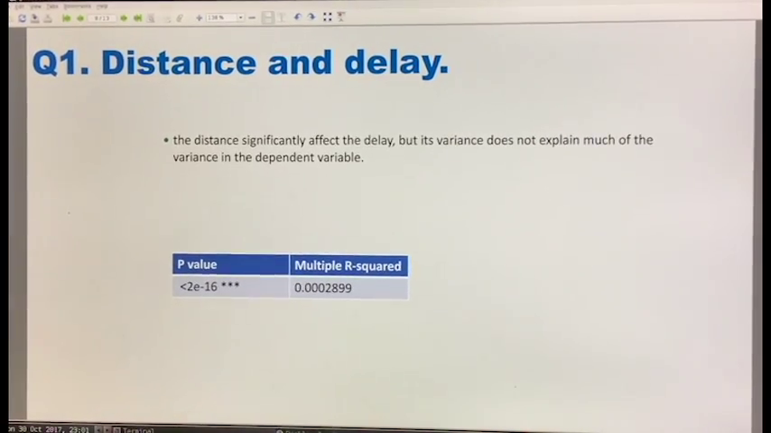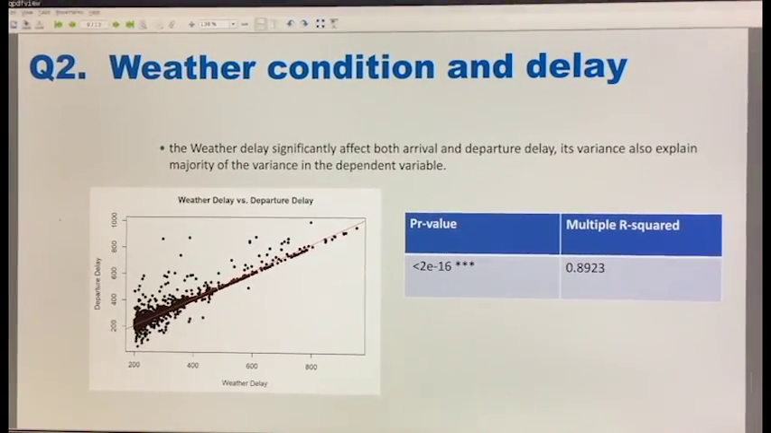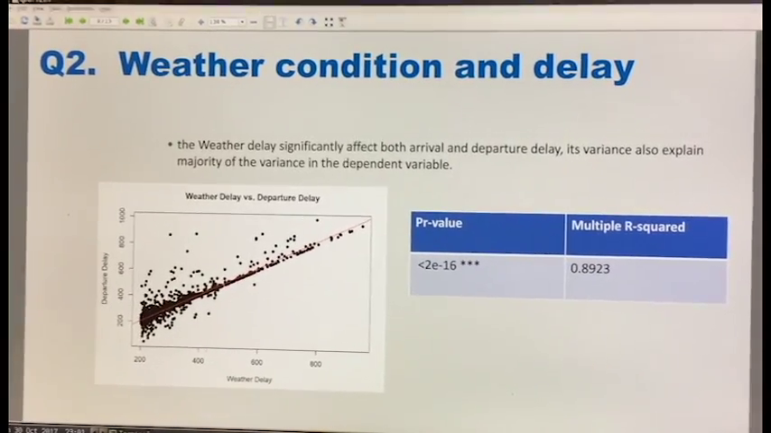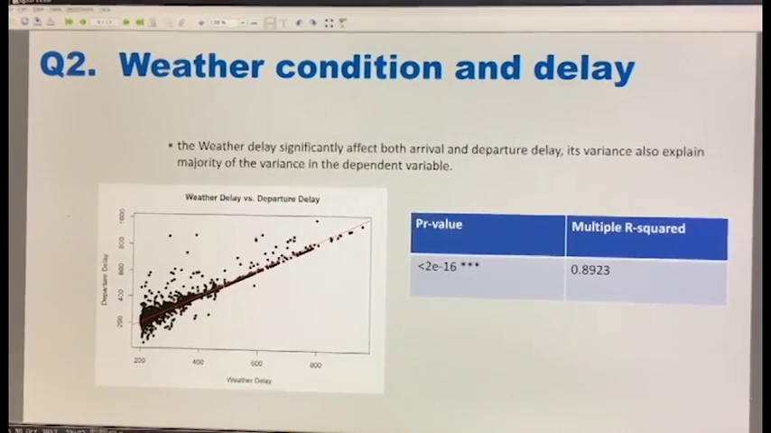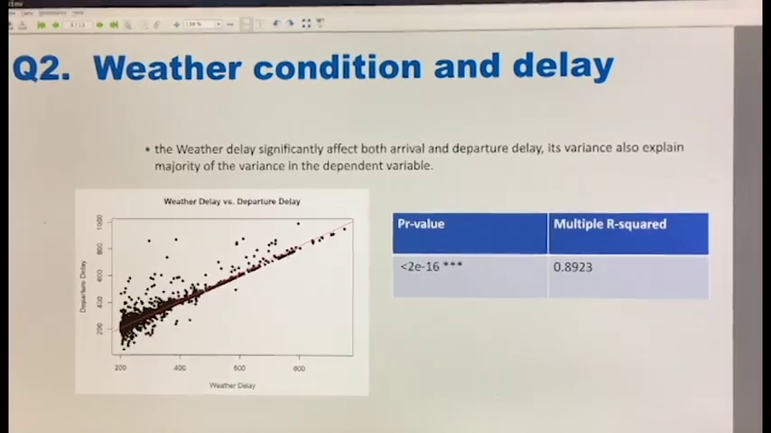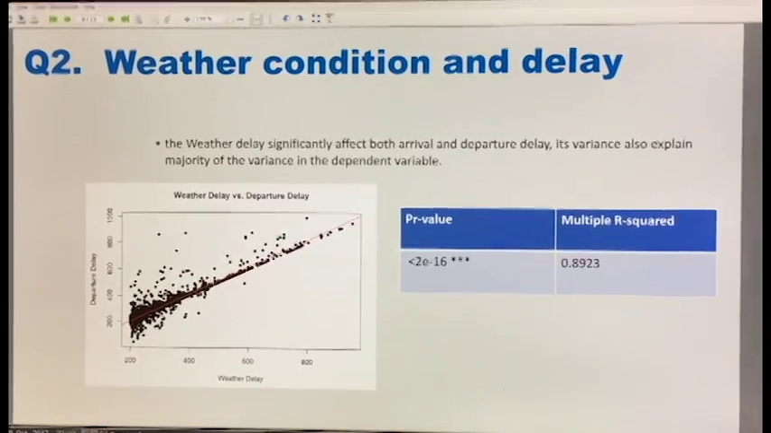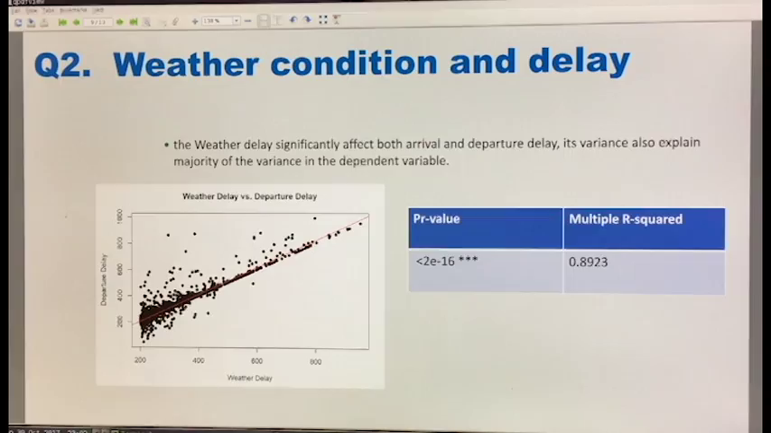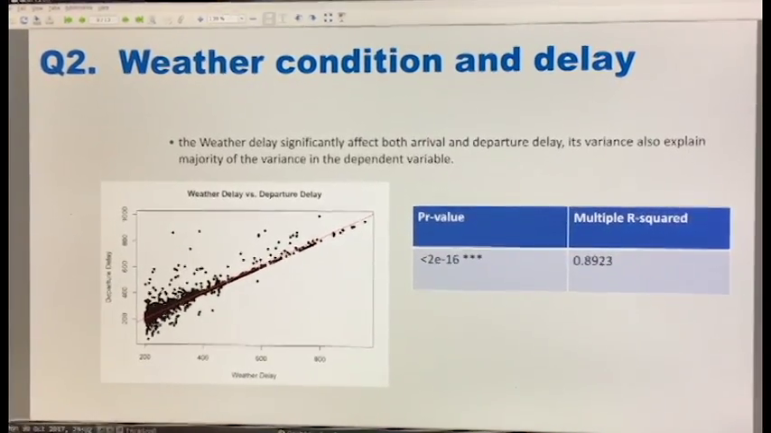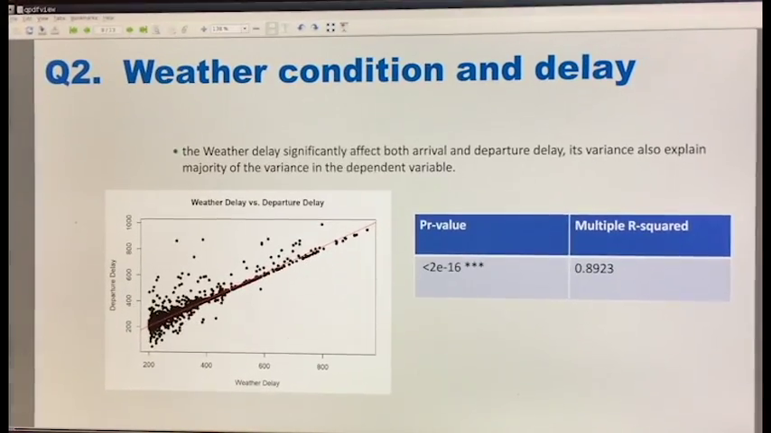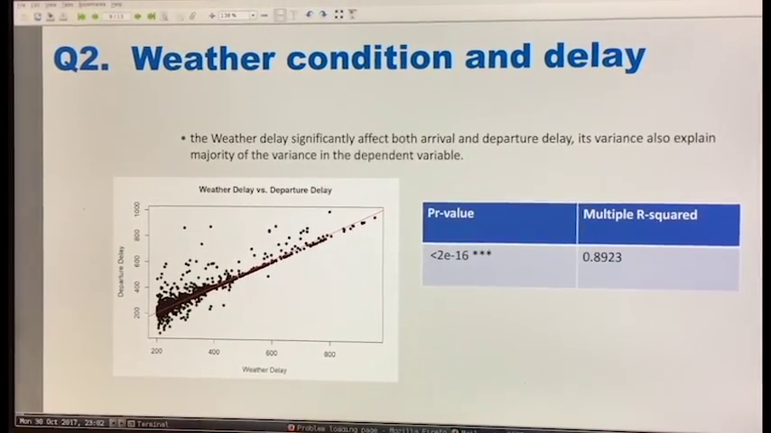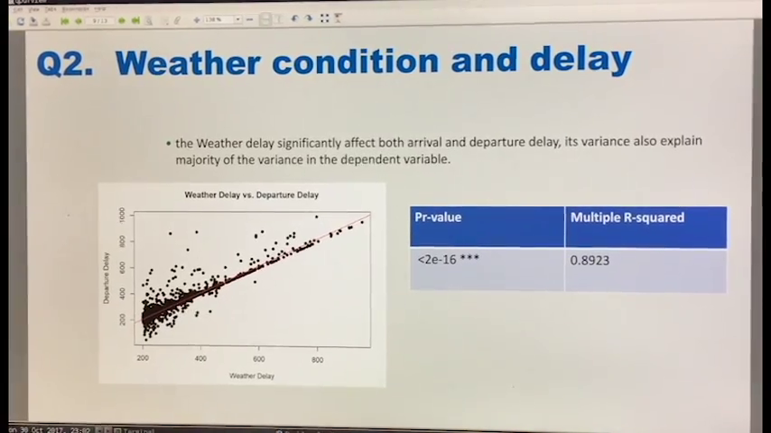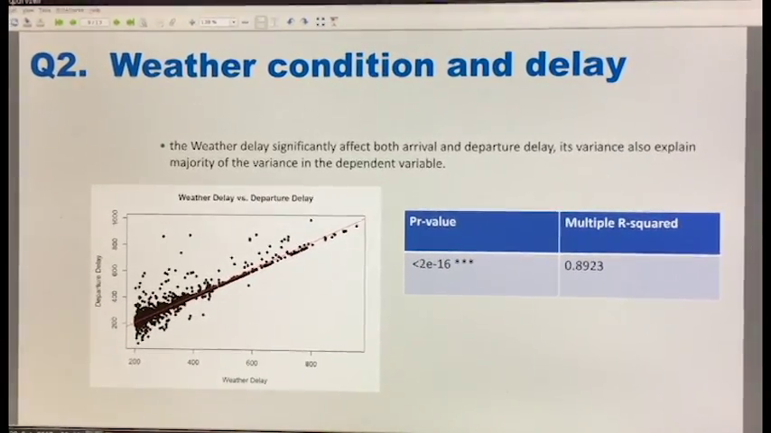So we looked into the second one, which is the weather condition and delay, and we found a really linear or correlated relationship between these two variables. The p-value is close to 0, which is good, and the R square is close to 90%, which means the weather delay actually explained close to 90% of the variation of the departure delay, and this variable is definitely going to be included in the final pricing factor.